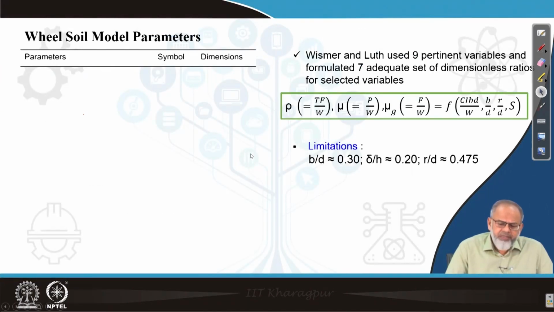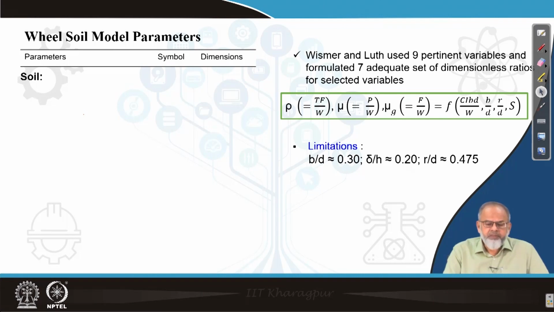Basically, what he has done is he tried to identify which parameters are going to affect the performance parameters. Performance parameters means your pull, rolling resistance, tractive efficiency, etc. He tried to identify this in terms of soil parameters, wheel parameters, and system parameters. So let us see what those parameters are.